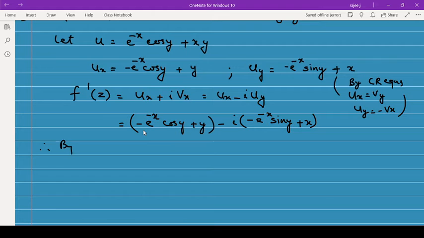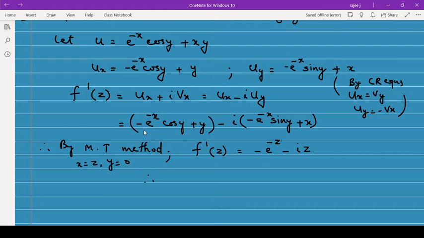Therefore by the Milne-Thomson method, f dash z is equal to, replace x by z and y by 0. So this will be minus e raised to minus z cos 0. Cos 0 is 1. Plus y means 0. So minus i into, now here e raised to minus z into sin y. Sin 0 is 0, so this term becomes 0. So here minus i into only z will come. So that is f dash z.